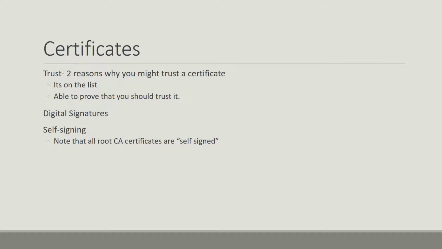Certificates. At the most basic level, we have trust. There are two reasons why you might trust a certificate: if it's on the list of certificates that you trust implicitly, or if the certificate is able to prove that it is trusted by the controller of one of the certificates on that list. The first criterion is to check if your browser has pre-installed trusted SSL certificates from a CA that you can view, add, or remove.